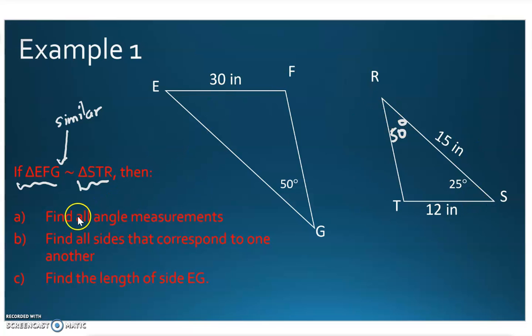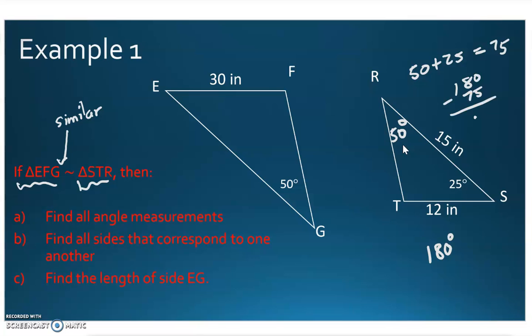Well, and then, so it says find all angle measurements. So we're missing 2 here, but now I'm only missing 1 in this triangle here. So remember, all 3 angles on the inside of a triangle add up to be 180 degrees. So if I know 2 of them, that means that I can find the missing third one. So if I add 50 plus 25 together, that's 75. And I'm just going to subtract that from 180 to find that missing third angle. So that's going to be 105 degrees.